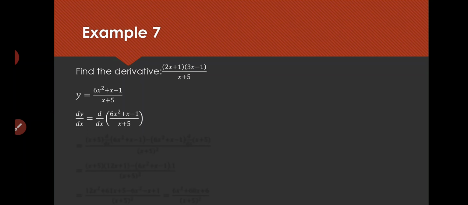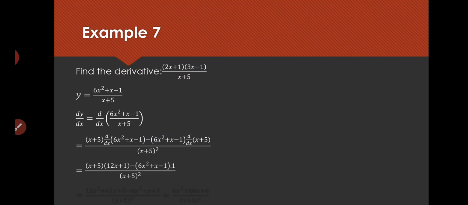Now when we are doing the derivative, d/dx of this, remember how to do the derivative. It will be the denominator times the derivative of numerator minus numerator times derivative of denominator, divided by the denominator square. So this is what I get. Right, now we have to do the derivative. So for 6x square plus x minus 1, the derivative is 12x plus 1, and for x plus 5, the derivative is 1.